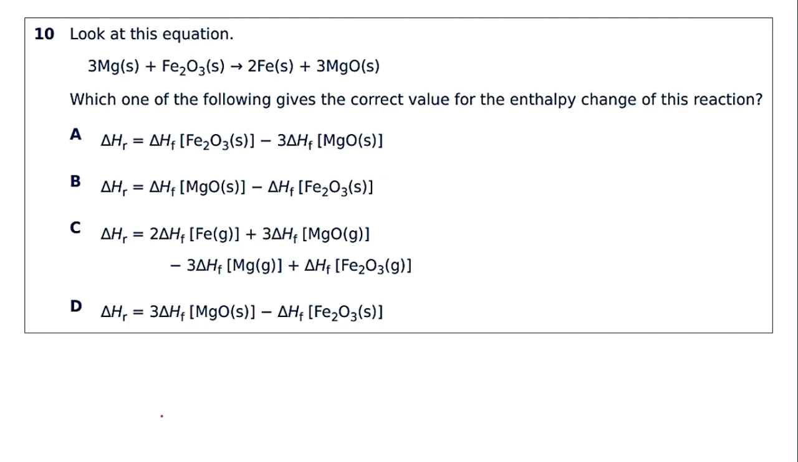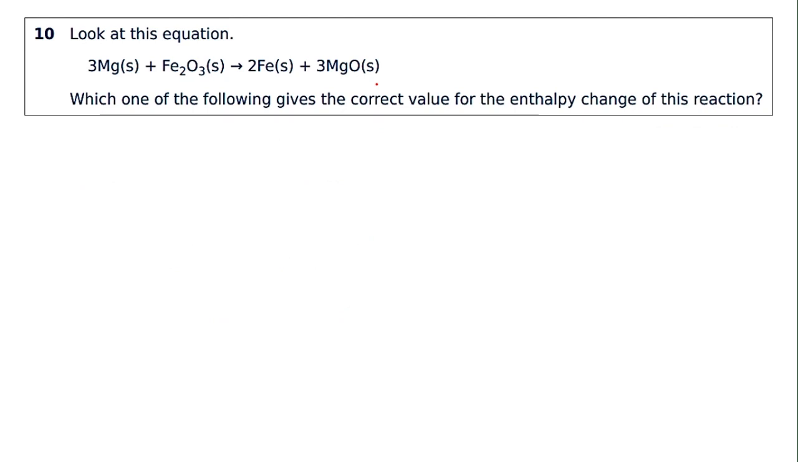Question number 10. Look at this equation. Which of the following gives the correct value for the enthalpy change of this reaction? So we have to see the delta HR, which equation from this A, B, C, D is the correct one. Which one is the correct relation here? So before finding the correct relation, we have to make an enthalpy change of reaction cycle for this one. And then we can find the correct relation here.